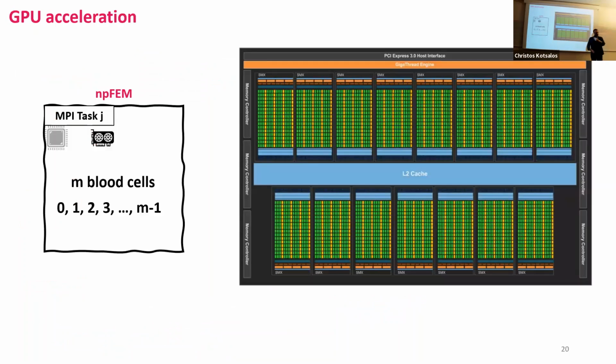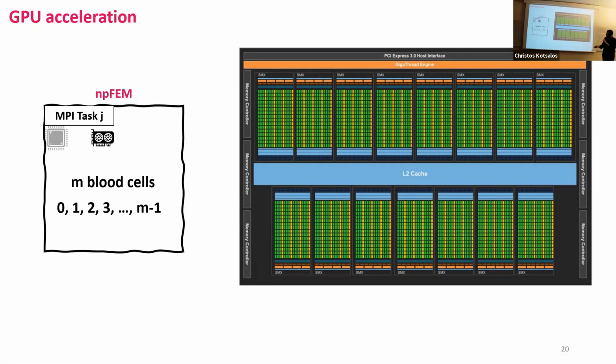A little bit further on the GPU acceleration. So here we have, again, the NPFM solver, which is linked to a GPU, and it has to deal with M blood cells. So this is a GPU here, which is an array of streaming multiprocessors. So these boxes here are the streaming multiprocessors. And these boxes, essentially, they group together the GPU cores.